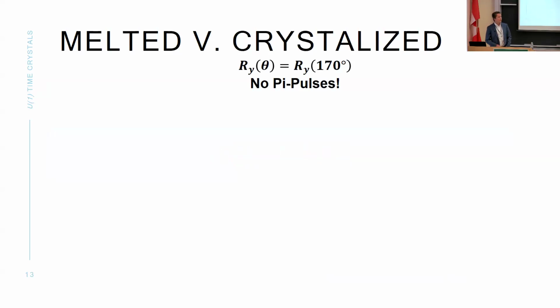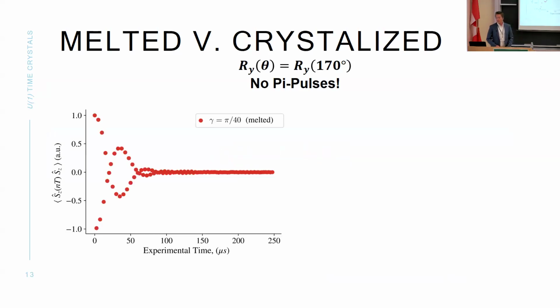So let's look at the difference between a melted and a crystallized system driving with 170-degree rotations. So there are no pi pulses here. In the first case, we see that if interactions are too weak, our magnetization response simply follows the drive, and we have what looks like a strong beating pattern that dies off within 100 microseconds. This is about the time of T2 in our system, and so this isn't too surprising.